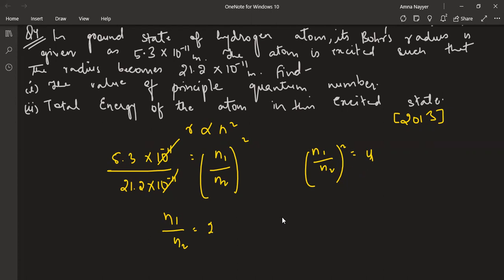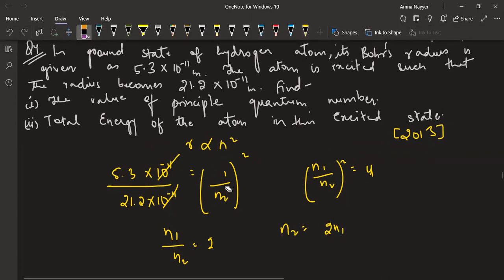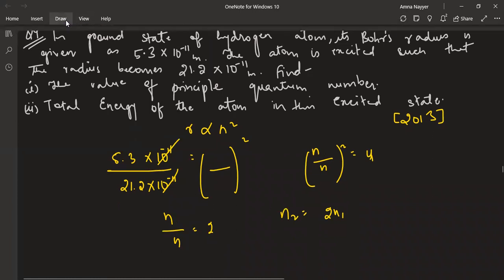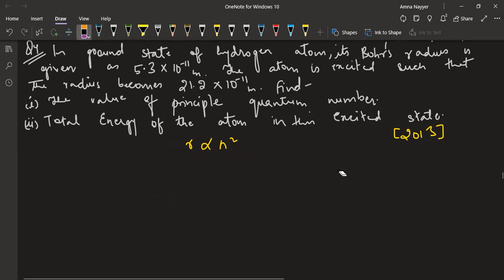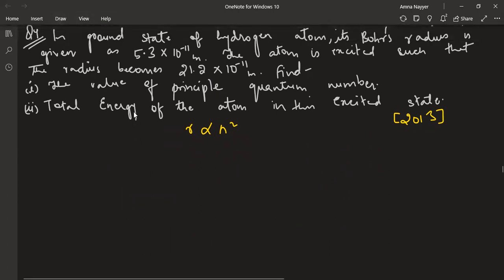So that means N2 becomes twice of N1. Or I think I'll reverse it, because I have written 5.3 first. So I'll write it as N2 by N1. Let me reverse this, because this will give answers in decimal. So it's better if we write it reciprocally. This is hydrogen's 5.3 and the nth one is 21.2. So I'm writing this first. By both the methods, you'll get the same answer.